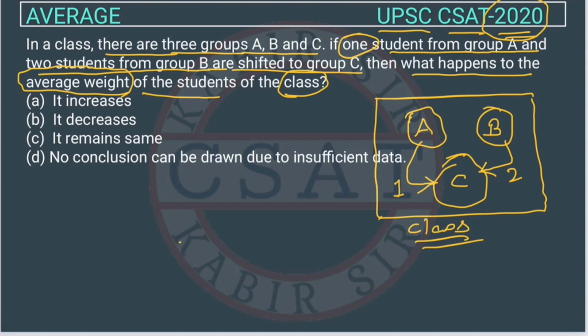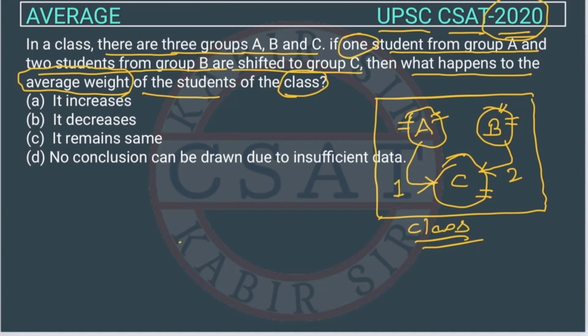See, one student is shifting from A to C and two students from B to C. So surely the average weight of class A, class B and class C will change if we are calculating the individual weight of these groups, group A, group B and group C. This is not a class. Class is one only. In this they have three groups.